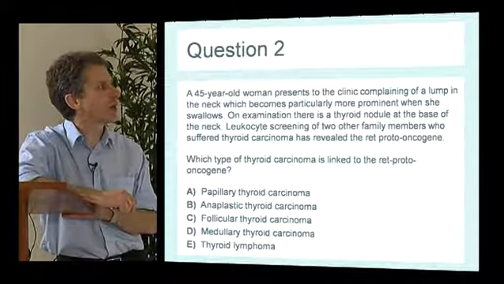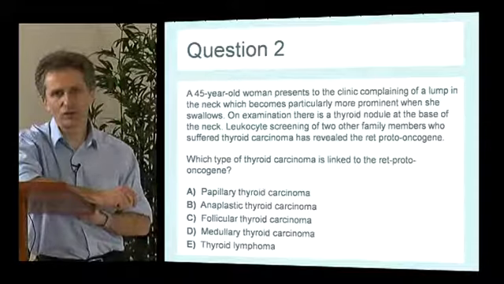Question 2. A 45-year-old woman presents to the clinic complaining of a lump in the neck, which becomes particularly prominent when she swallows. On examination, there's a thyroid nodule at the base of the neck. Leukocyte screening of 2 other family members who suffered thyroid carcinoma has revealed the RET proto-oncogene. Which type of thyroid carcinoma is linked to the RET proto-oncogene? And here are your 5 options to consider.